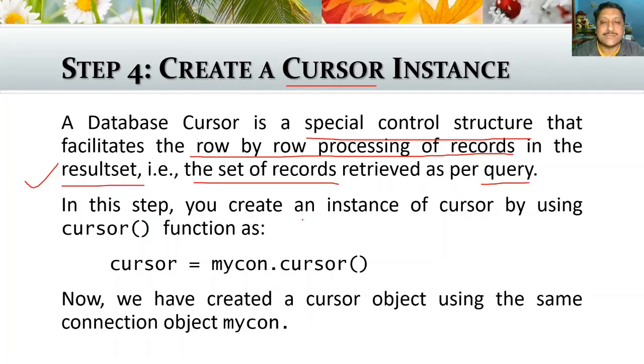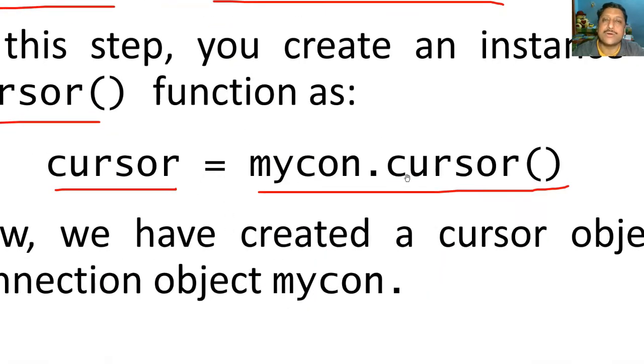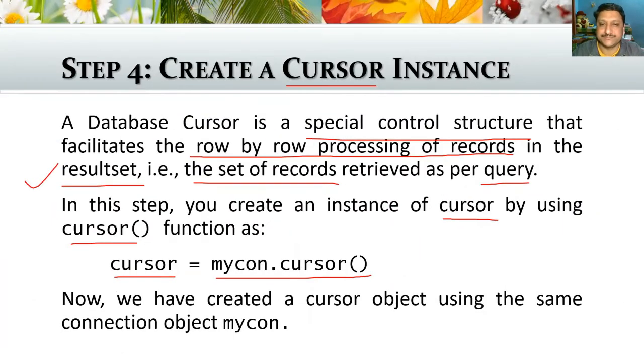In this step, you create an instance of cursor by using the cursor function. So cursor equals mycon dot cursor. Only this one line command you have to give to create a cursor. So now we have created a cursor object using the same connection object, that is mycon.